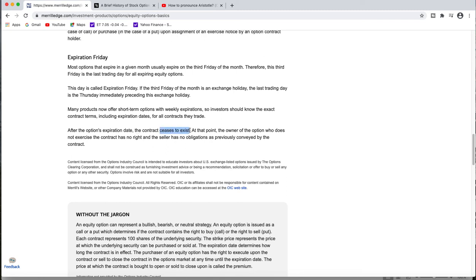Again, it's a contract. It has an expiration date. At that point, the owner of the option who does not exercise the contract has no right, and the seller has no obligation to convey any of the contract. That means if it's out of the money, you don't have to lose this contract.